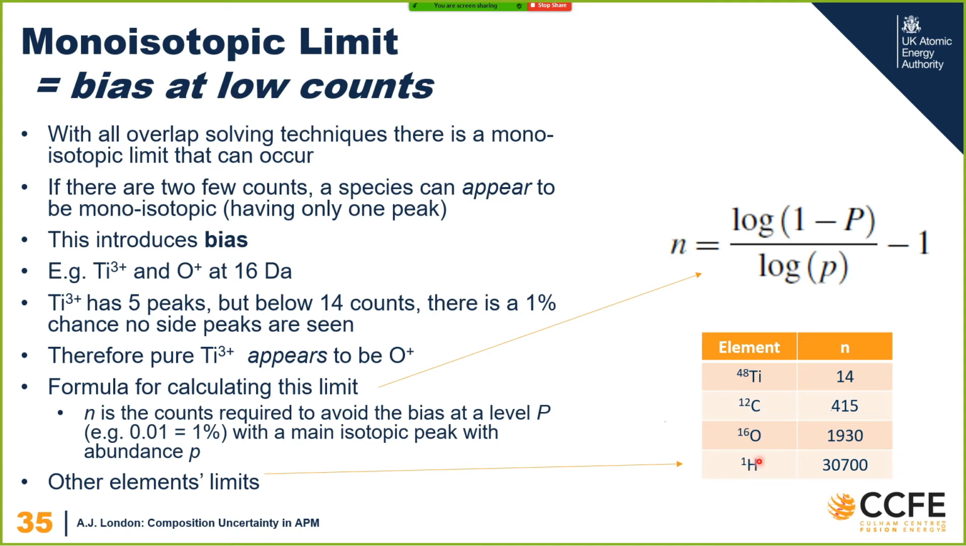your hydrogen is going to appear just in the one peak, 30 odd thousand times out of 30 odd thousand, and it's not going to show up any natural deuterium in the 2 peak. So this is a problem, say, if you've got Ti3 plus and O at 16 Daltons, you would mistake your titanium as being O if it's got really small counts.